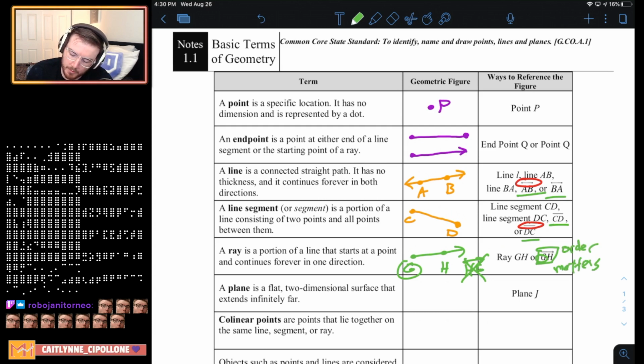And naming objects is a pretty big deal in geometry. Being able to speak about the objects that are on the page is a pretty big part of geometry. So we need to be able to name things correctly.